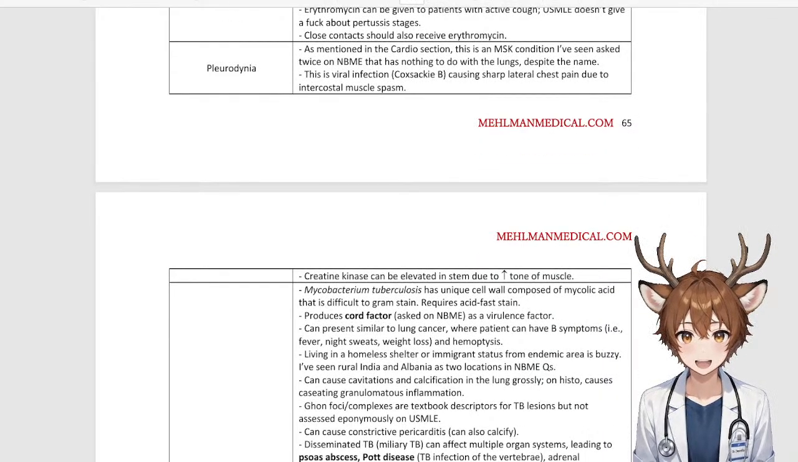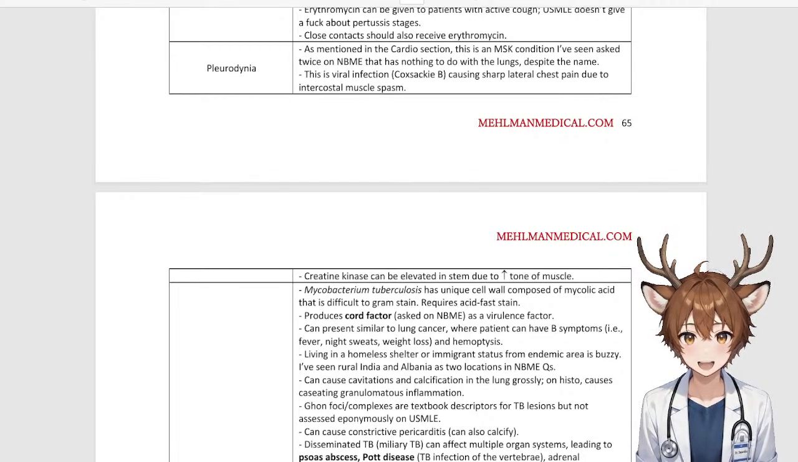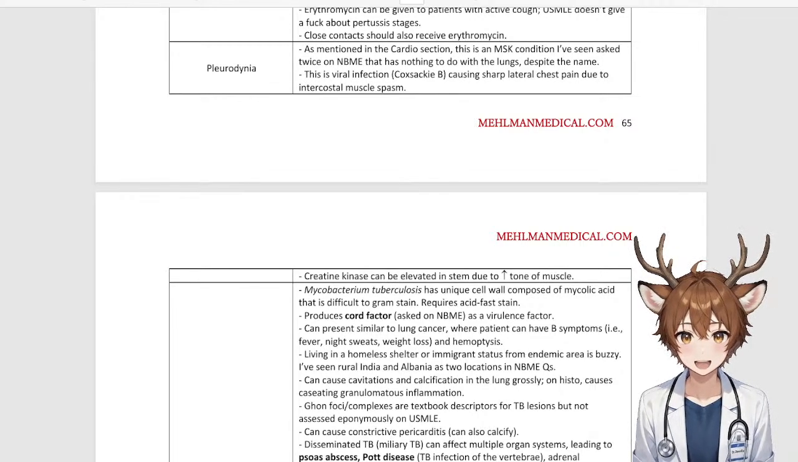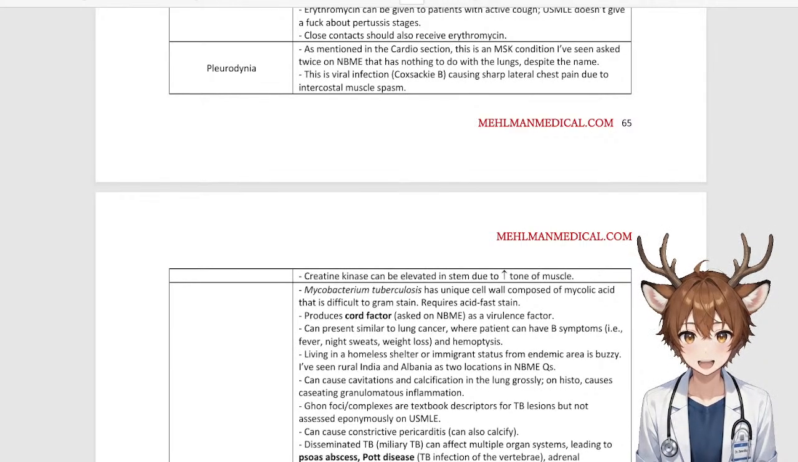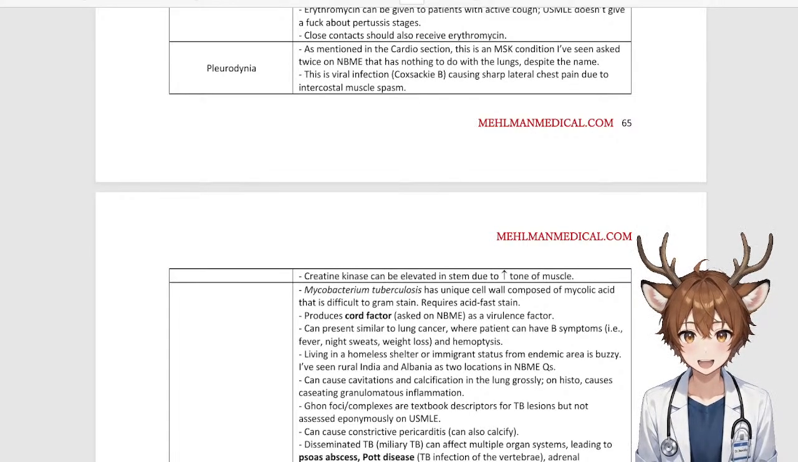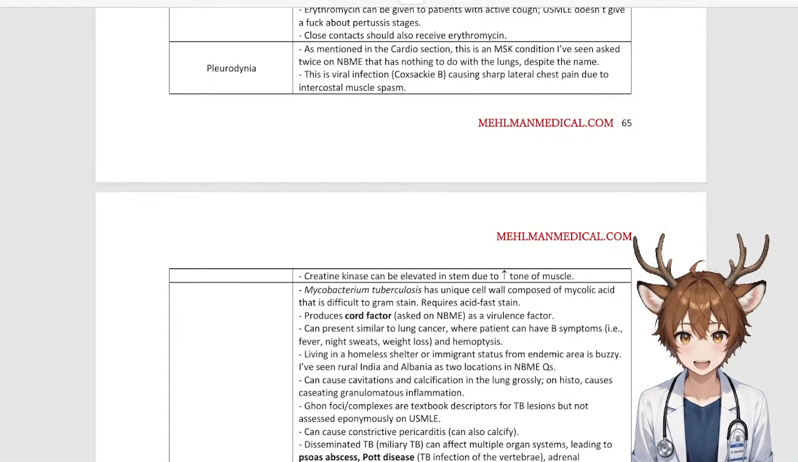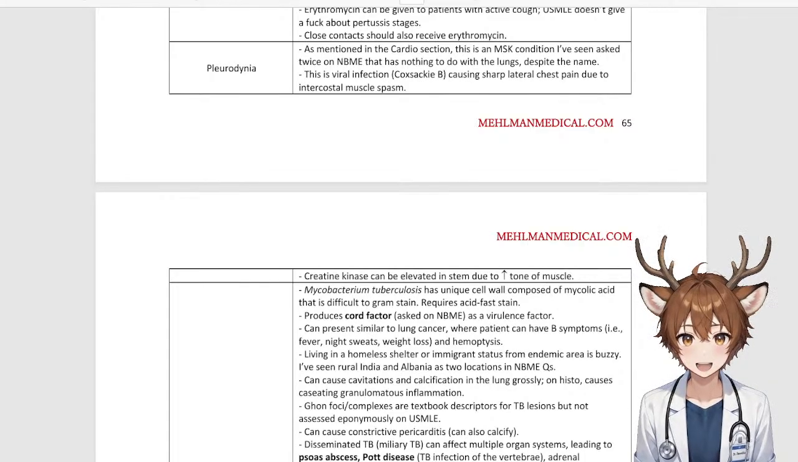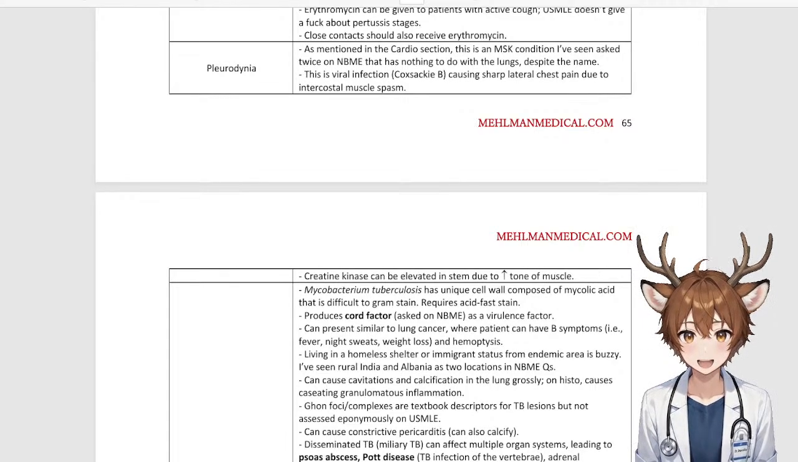Pleurodynia. Pleurodynia, as mentioned above in the cardio section, is an MSK condition. I've seen it asked twice on the NBME, and it has nothing to do with lungs. Despite the name, it is a viral infection, Coxsackie virus B, causing a sharp lateral chest pain due to intercostal muscle spasm, also called devil's grip, by the way. Creatine kinase can be elevated in the stem due to the increased tone of the muscle.